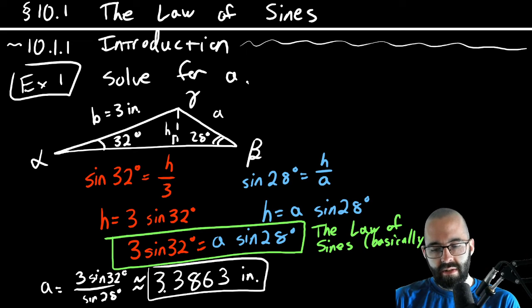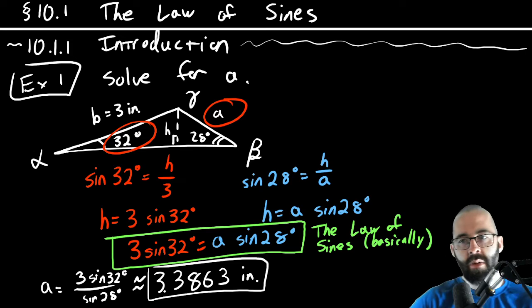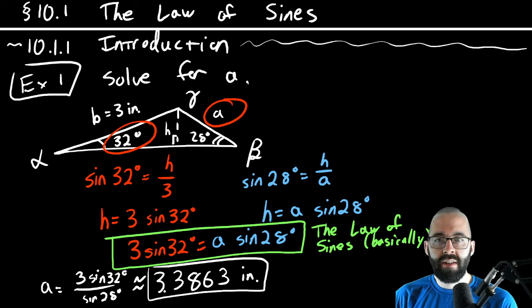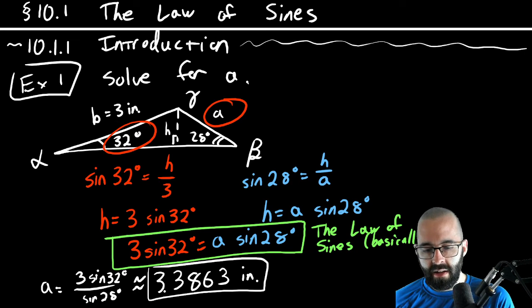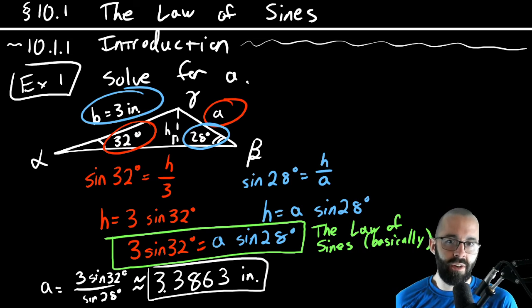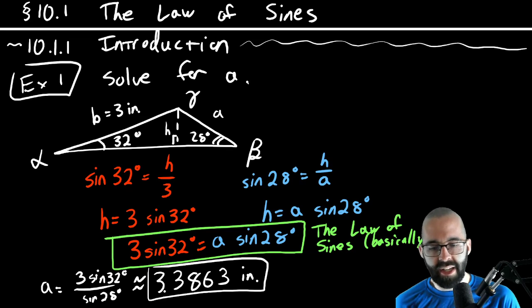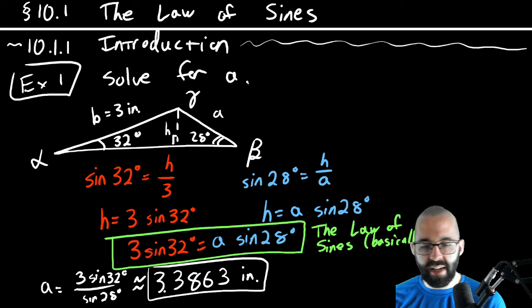As a side note, the side opposite an angle, the bigger the side, the bigger the angle. So A should be bigger than 3 because 32 degrees is bigger than 28. All right. So let's formalize this. I said this is the law of sines basically. Let's actually introduce what the law of sines is.